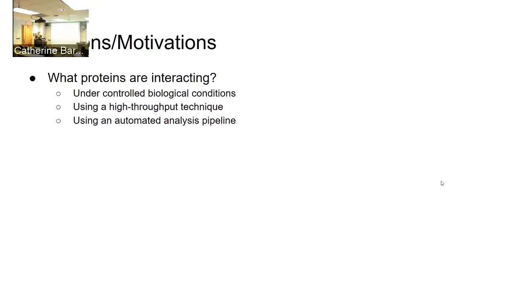We don't want to have to express in yeast if we don't want to. We want to be able to do this in our system of interest. We also want to be able to use a high throughput technique that doesn't have false discovery rates that are astronomical. And then we'd also like to have an automated analysis pipeline. My dream of dreams right now is to just have one config file that I have to put all this information into, and then I don't have to touch anything, and it will take the raw data and give me this beautiful output, no clicking required.